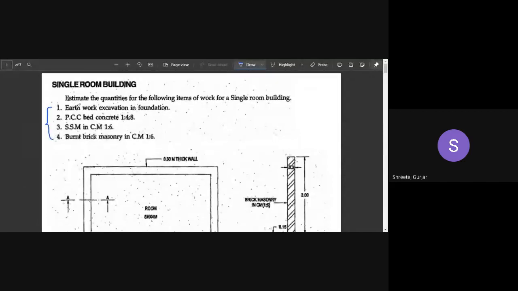So what are these four works? The first work is your earthwork excavation in foundation. This is the first thing that we have to estimate. What is the quantity of earthwork in foundation that is required? We will estimate this first.